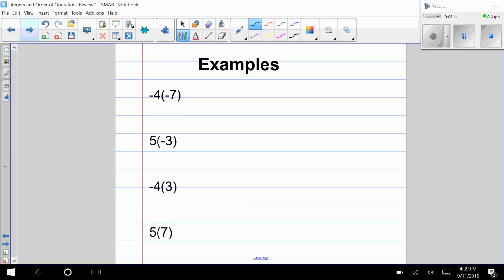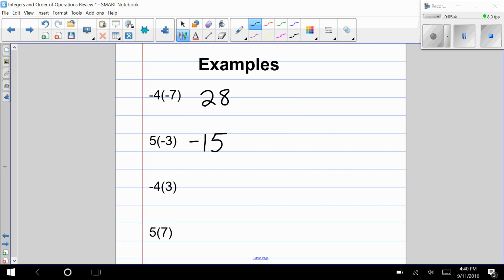Now for multiplication examples. Negative 4 times negative 7. I'm going to multiply just like normal. That's going to be a 28. A negative times a negative makes it positive, so my answer is just 28. 5 times negative 3. 5 times 3 is 15. A positive times a negative, they have different signs, so my answer is negative 15.